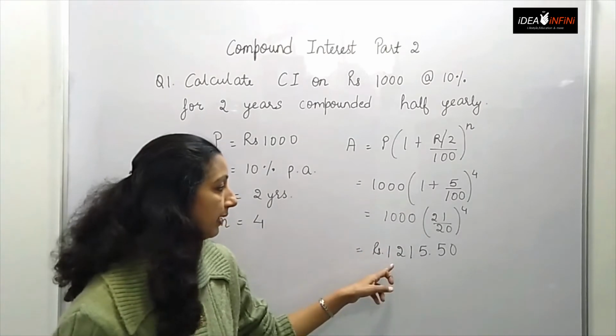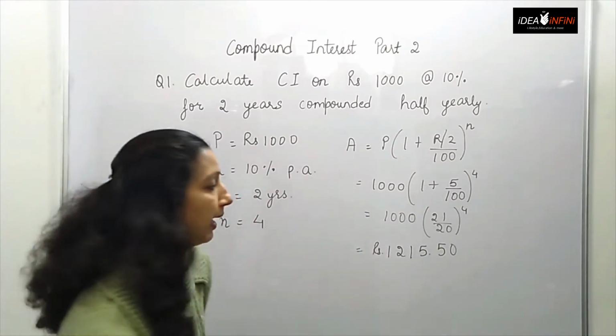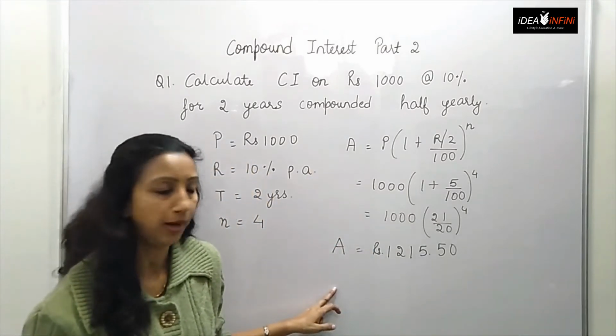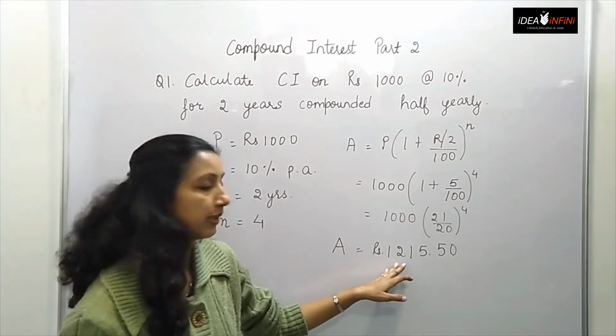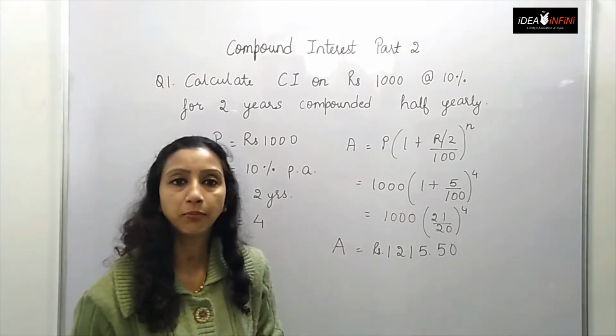So on solving this, I get 1215.50. This is my amount, not the CI. Mind it, this is the formula for amount. So what I get as amount here is 1215.50.